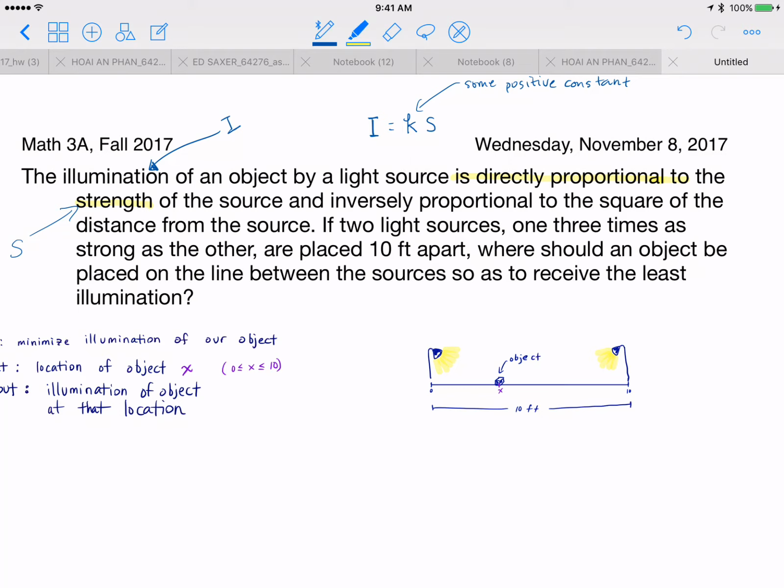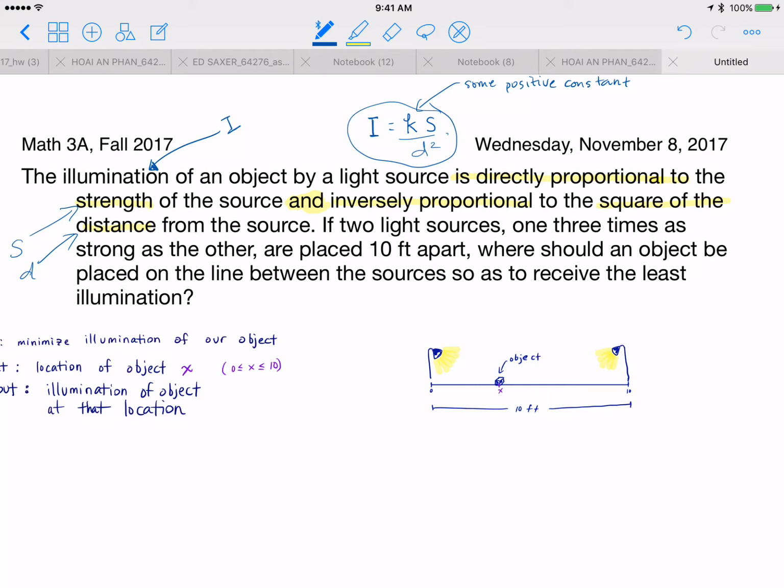We also have here that illumination is inversely proportional to the square of the distance. So let's go ahead and call the distance D. Because it's inversely proportional, we put the square of the distance in the denominator. So overall, what is the illumination of an object?